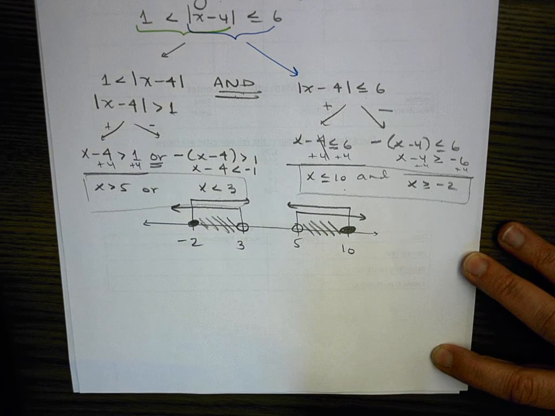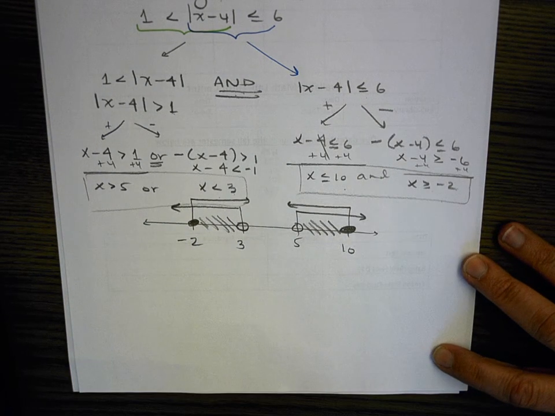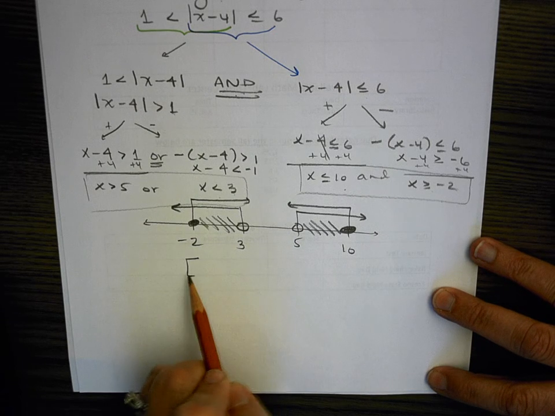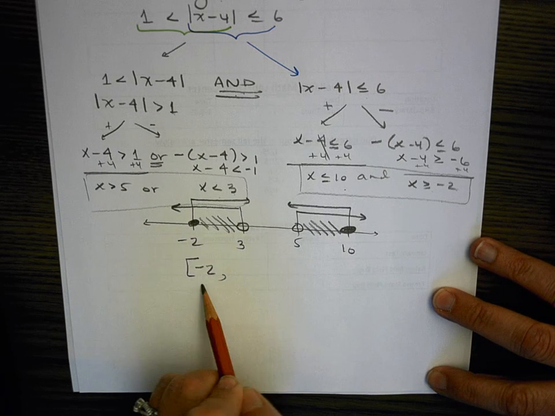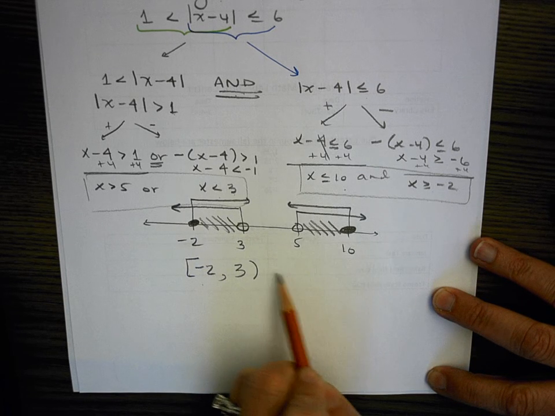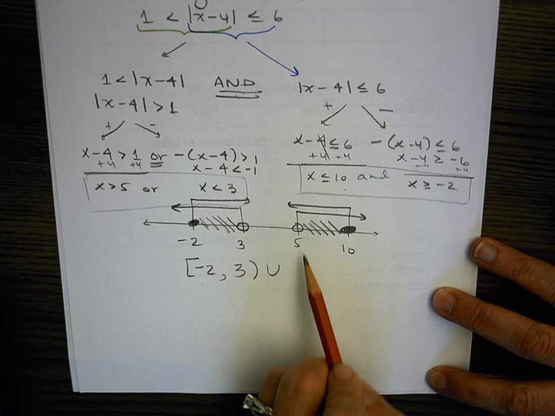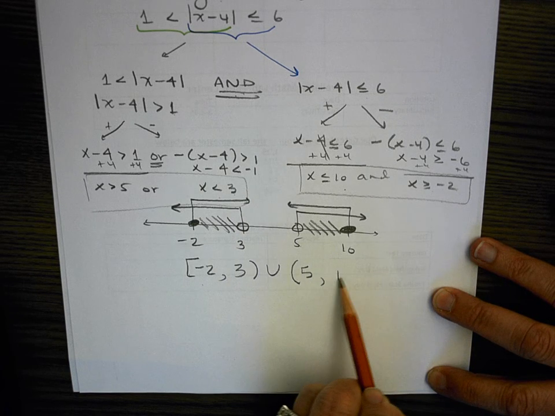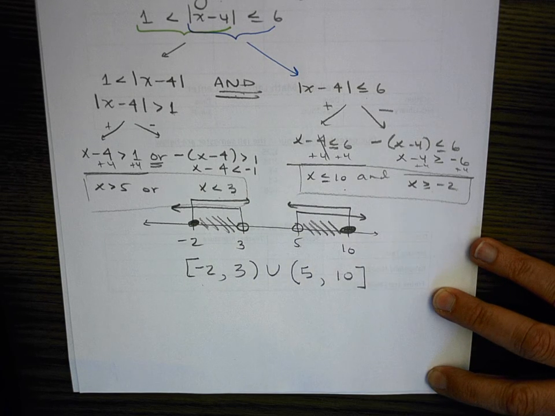And so we would want our answers always in interval notation. So I'm just going to go from left to right. So we are closed on the negative 2, closed dot. So bracket, and then parentheses, open dot for 3. And the second set is starting at 5, open dot, so parentheses, ending at 10, closed dot, bracket. And so then that would be that solution.